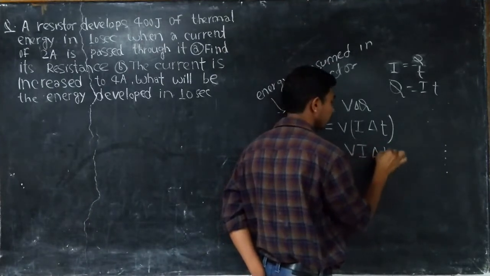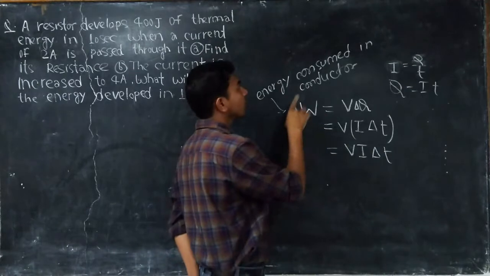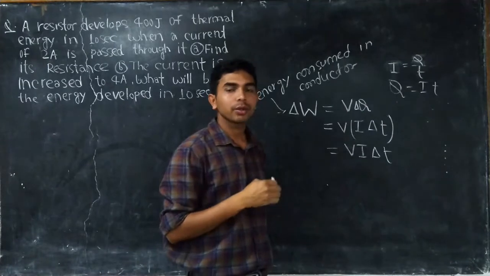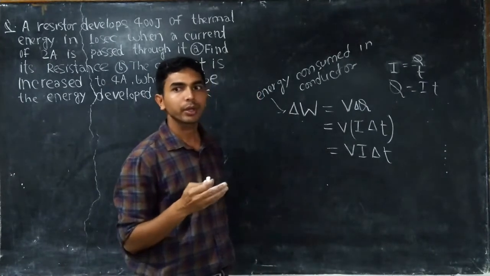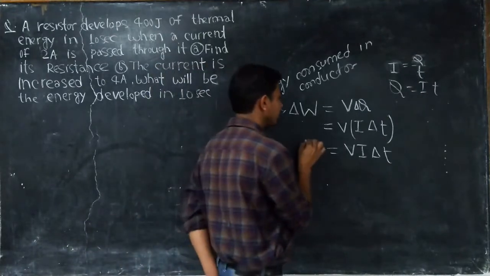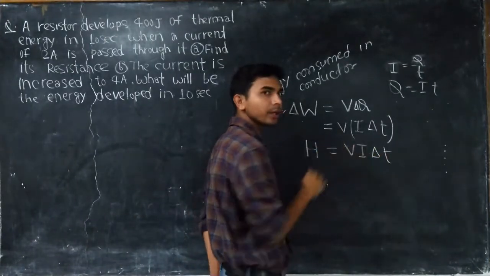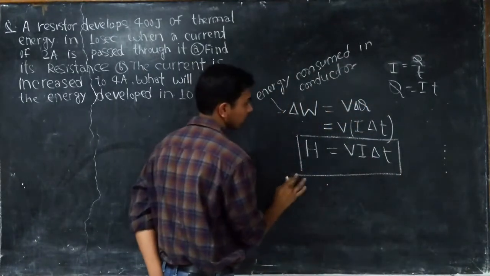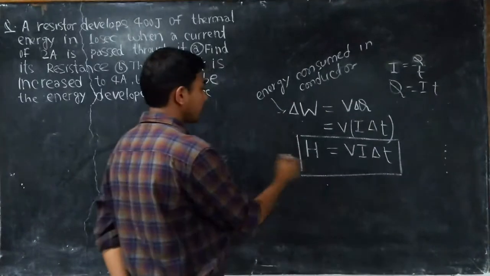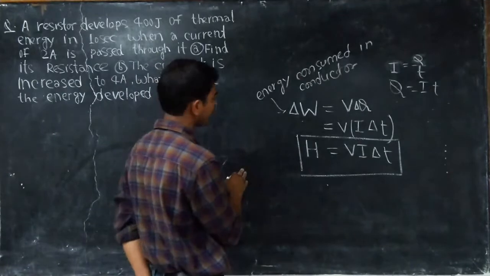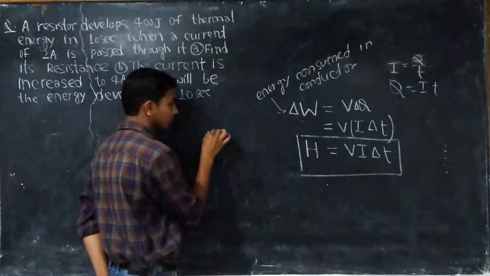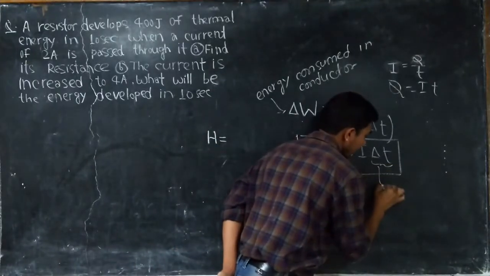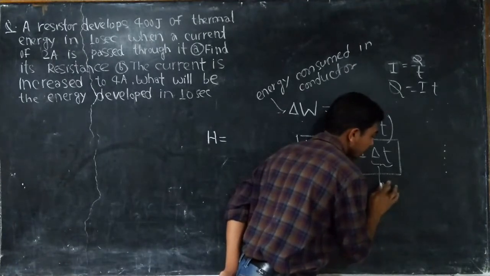So what formula is coming? V I delta T, right? This energy consumed by the conductor is basically appearing in form of heat, right? This energy consumed by resistor is appearing in form of heat, so further we can write H is equal to V I delta T, right? And delta T is time interval.